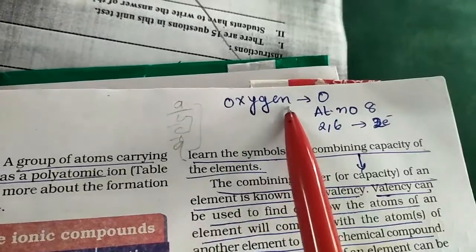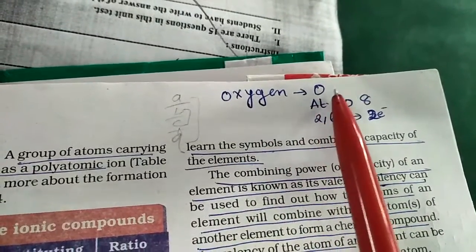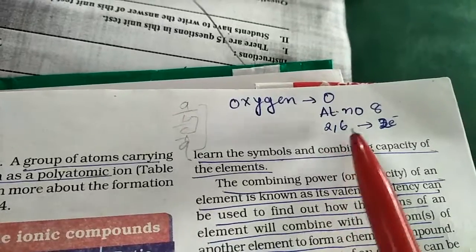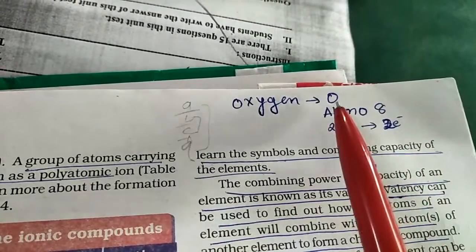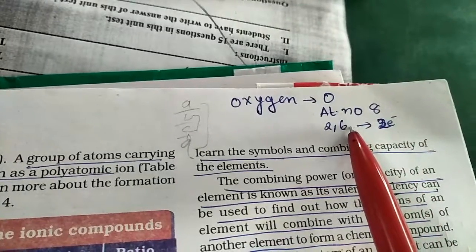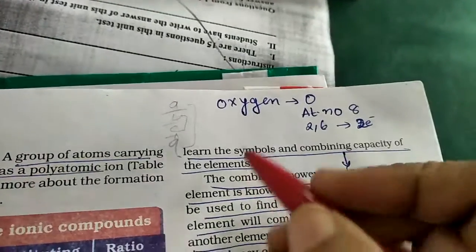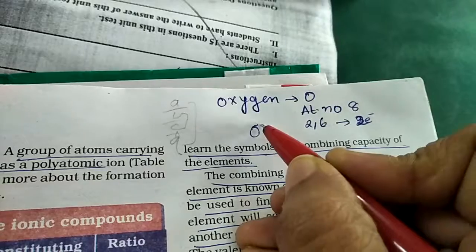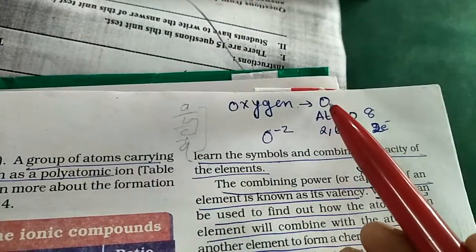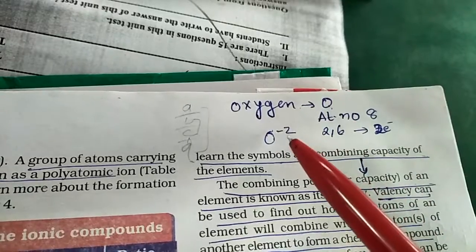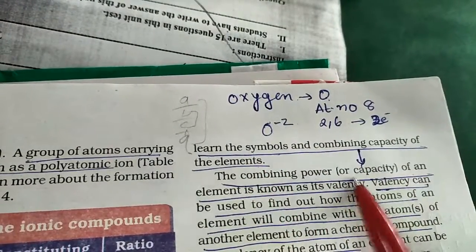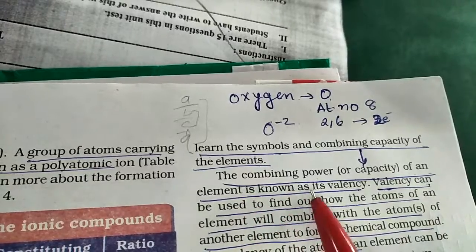For example, you have got oxygen. You know the symbol of oxygen is O, the atomic number is 8 and the electronic configuration is 2, 6. So the valency of oxygen is 2 because it needs 2 electrons to complete the octet. If we write it as an ion, it is O -2. So we need to know two things: the symbol of oxygen is O and the valency is -2.